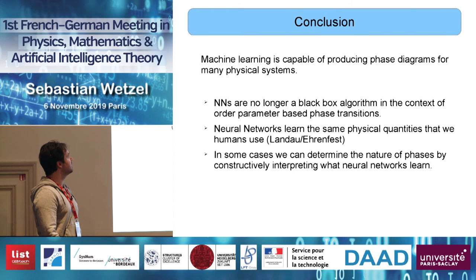Neural networks learn the same quantities that we humans use, like Landau's order parameter or Ehrenfest's classification in terms of the energy. And in some cases, we can determine the nature of these phases by constructively interpreting what neural networks learn.